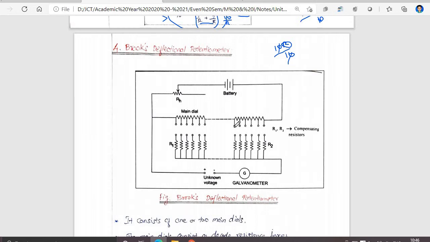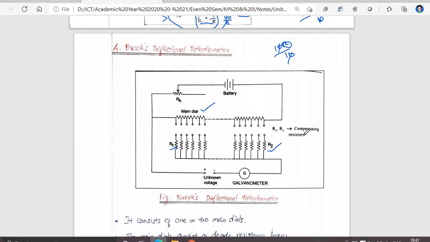Okay. Now we move on to the next topic, the Brooks deflection potentiometer. Here it's a simple construction. We can take any battery source, and it should be connected to a variable rheostat, and then to the main dial. The main dial is divided into two sections. Another terminal is connected to the unknown voltage source, and it should be serially connected with the galvanometer. And here some R1 and R2, resistive decade boxes, are connected.